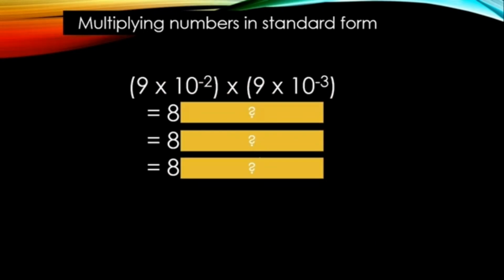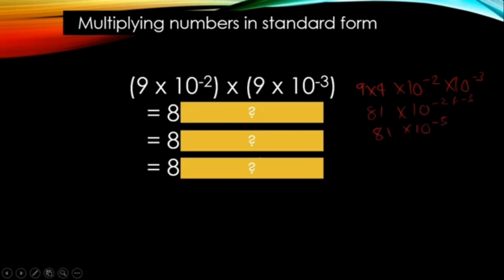Let's look at some other problems. Here we have 9 times 10 to the power minus 2 times 9 times 10 to the power minus 3. The easiest way, like we said, is rearrange. So this one will be 9 times 9 times 10 to the power minus 2 times 10 to the power minus 3. Okay, and this would be 81 times 10 to the power minus 2 plus minus 3. And this would be 81 times 10 to the power minus 5.